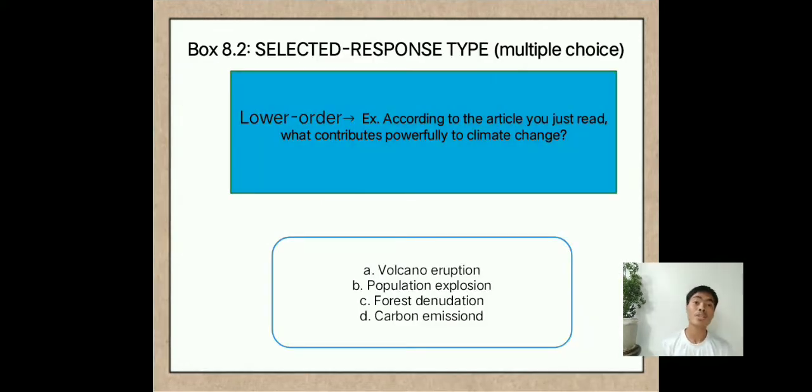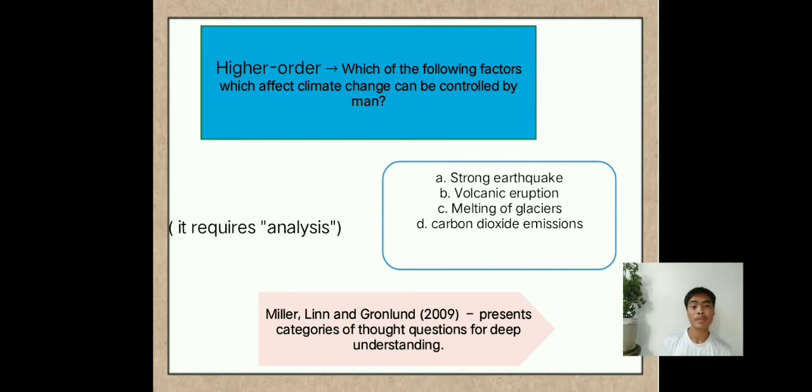In Box 8.2, selected response type, from the word selected itself, it is multiple choice. In a lower order example: according to the article you just read, what contributes powerfully to climate change? Either A, volcano eruption, B, population explosion, C, forest denudation, D, carbon emission. So the students will choose the right option of what they think will best answer the question being asked. So that is the selected response type.